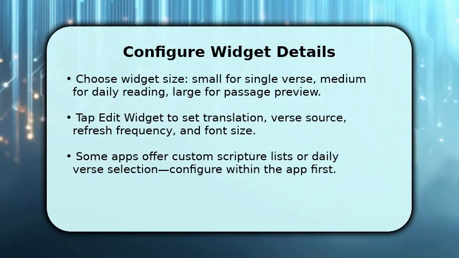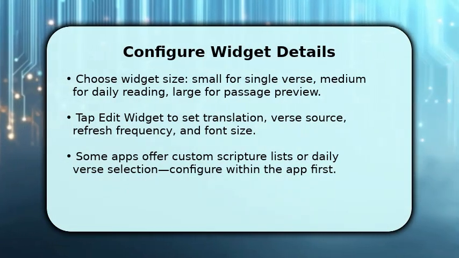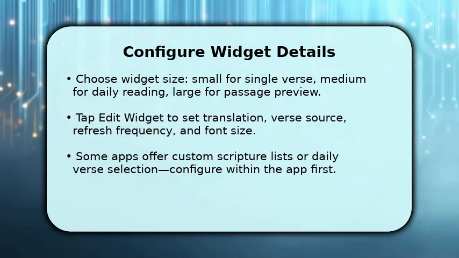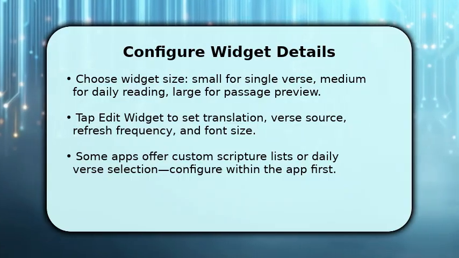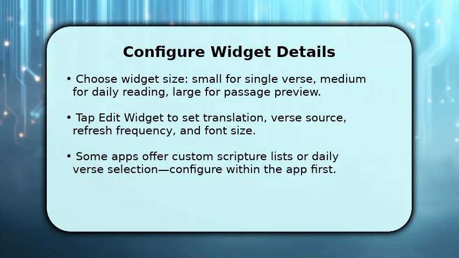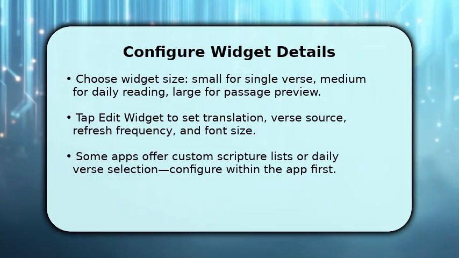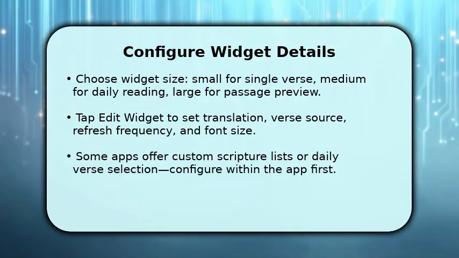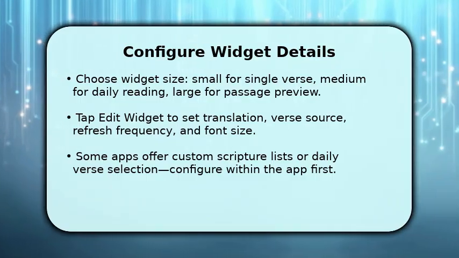With the widget added, you need to configure what appears. Tap the widget while still in jiggle mode or long press it and choose Edit Widget. You will see options like translation, verse selection, and refresh cadence. Pick your preferred translation and either daily verse or a specific book/chapter. If the app supports custom lists, set that inside the app before editing the widget so choices populate.